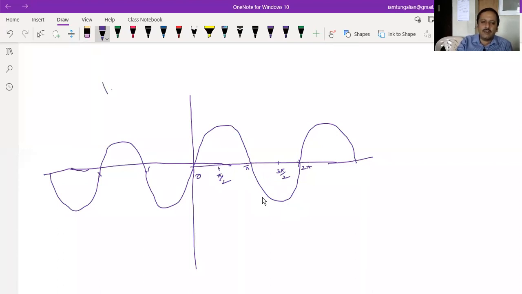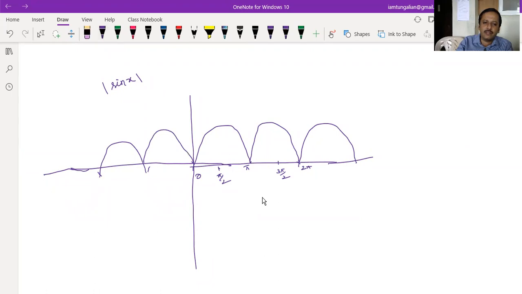Now to draw the graph of mod sin x, what you need to do is take the image of the curve which lies below x-axis and write it above x-axis. Okay. So look at this portion from pi to 2 pi, it lies below x-axis. You remove that and write it above x-axis. Its image should come up. Similarly here, its image should be written here. Similarly here. This is the graph of mod sin x.